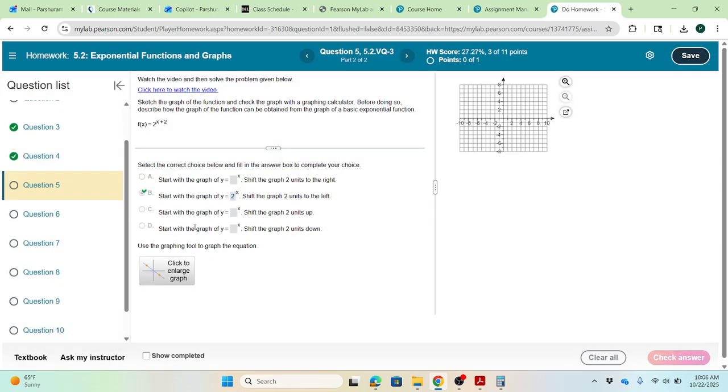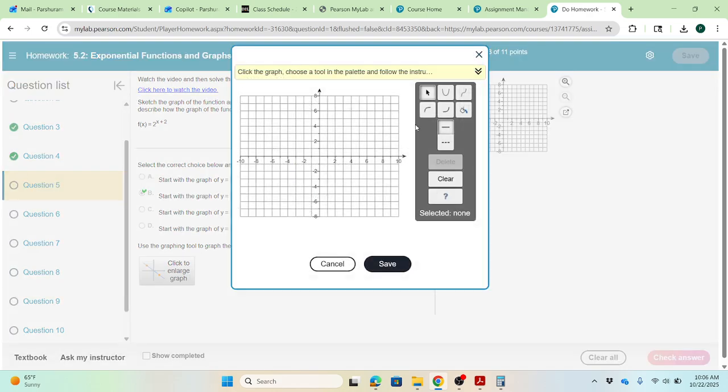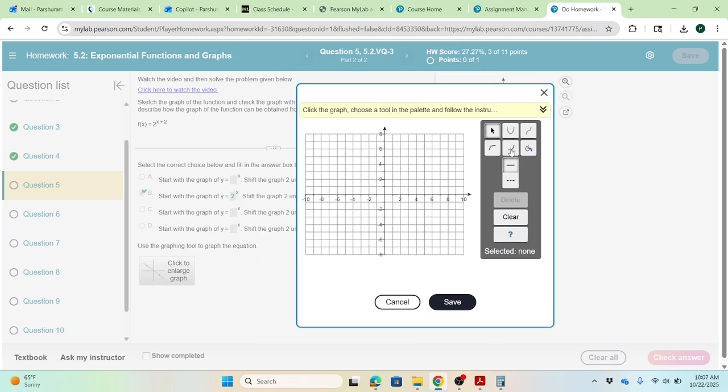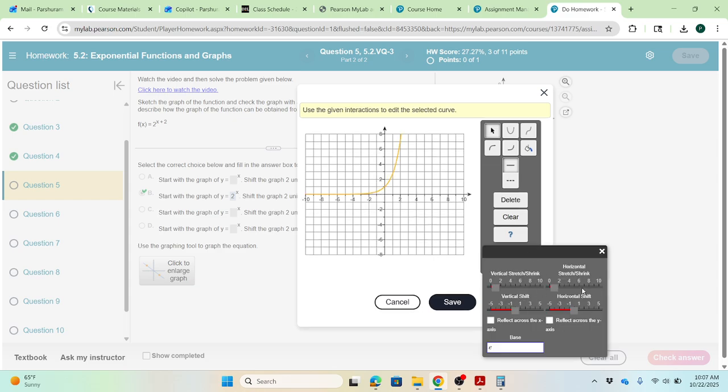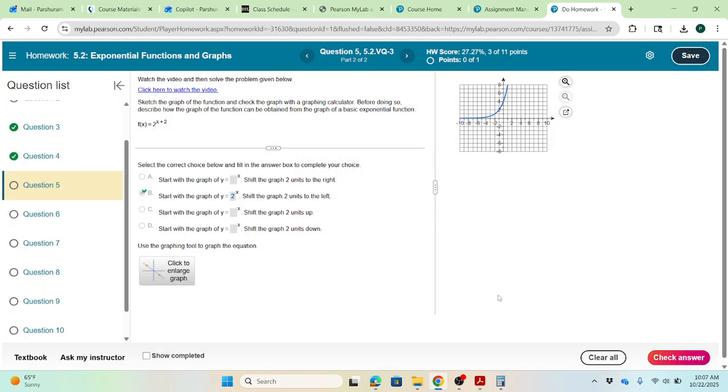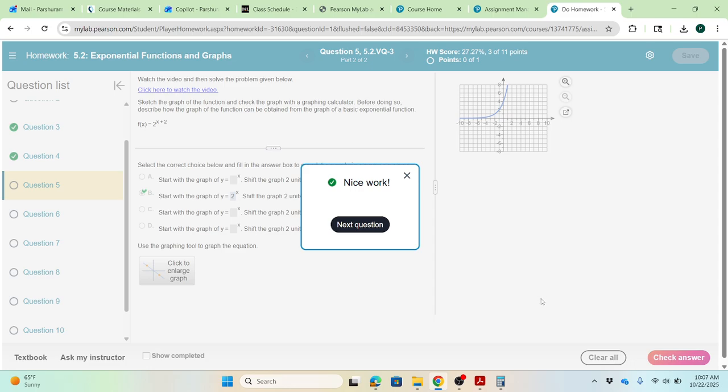It's a transformation. How do you plot the graph? Click this, choose the right type of graph. This is 2 to the power x, so it's supposed to be exponential growth. Then from these options, choose a horizontal shift. This is the horizontal shift, 2 units to the left. And what is the base? Base is 2. Save it and then check the answer. That's good.